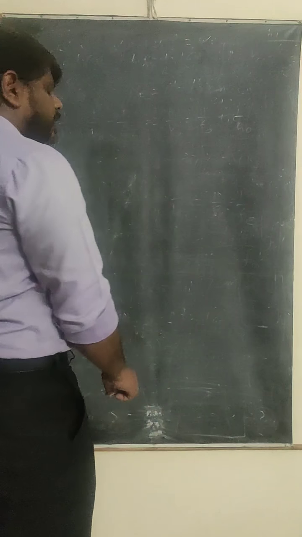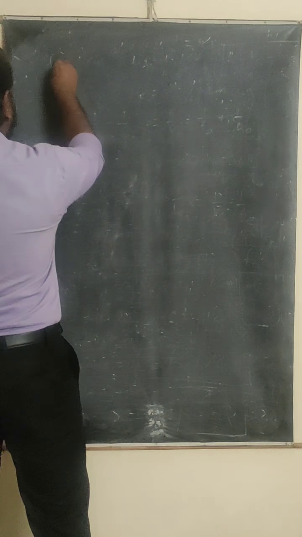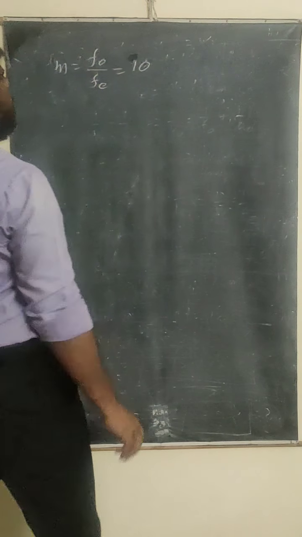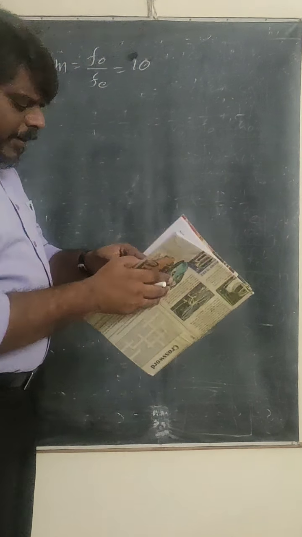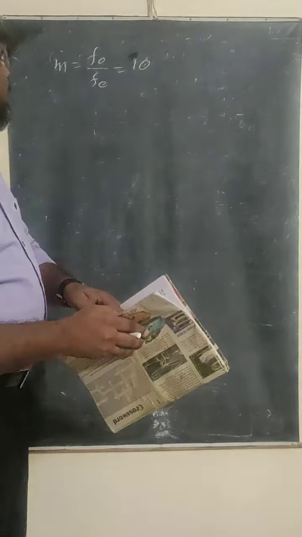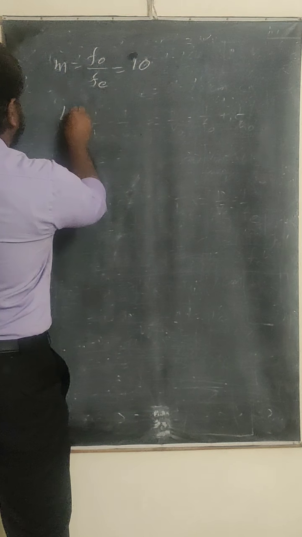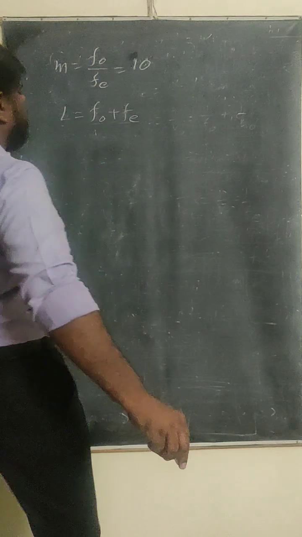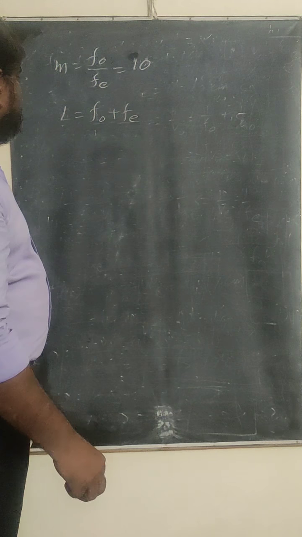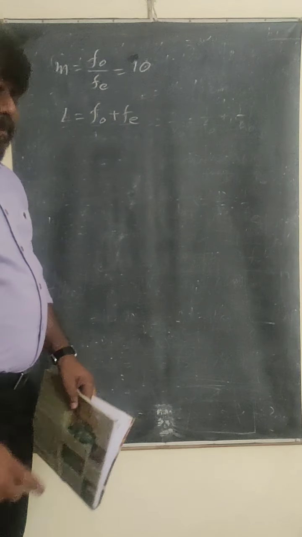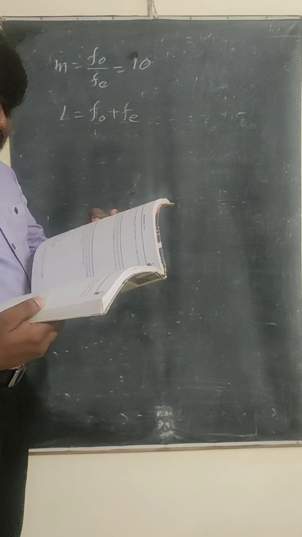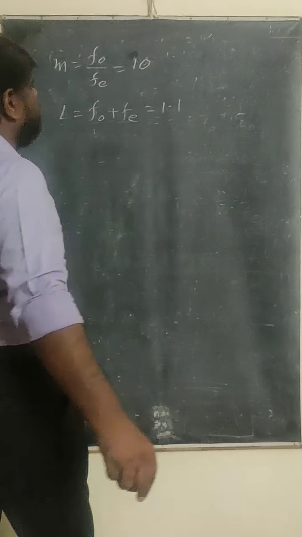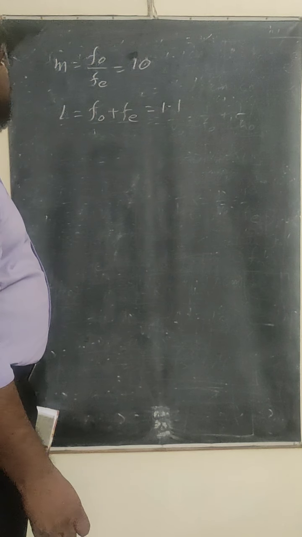Let us write down the given values. First, the magnification at normal adjustment, that means M is equal to F0 by Fe, and this value is given as 10. Now the length of the telescope, L, is given. The formula is F0 plus Fe. In normal adjustment, the length is F0 plus Fe, and this value is given as 1.1.